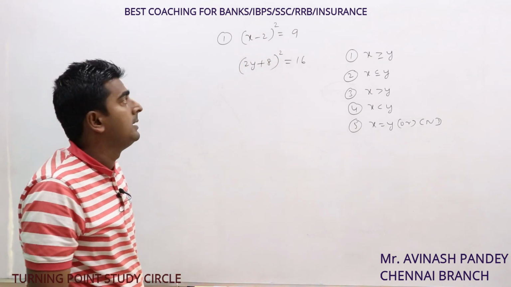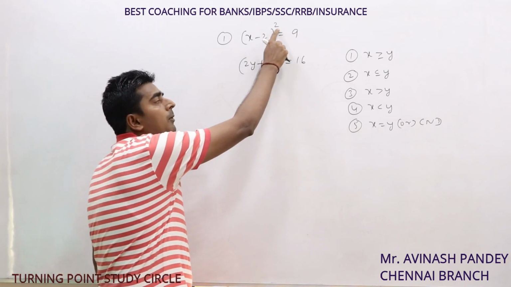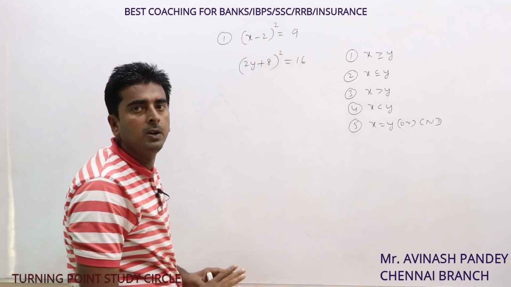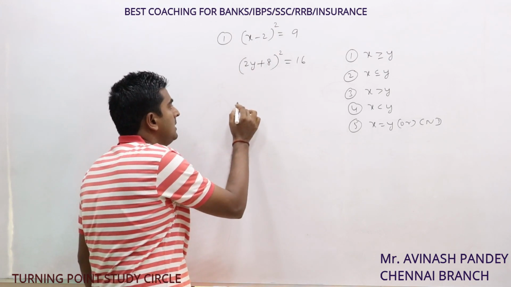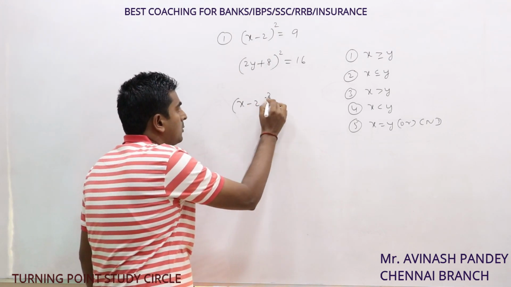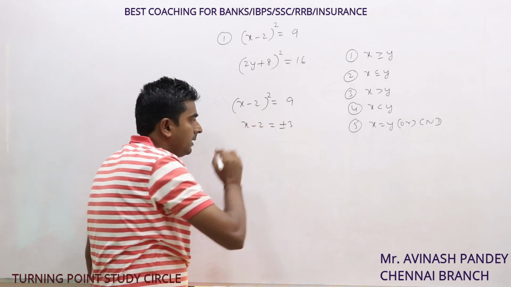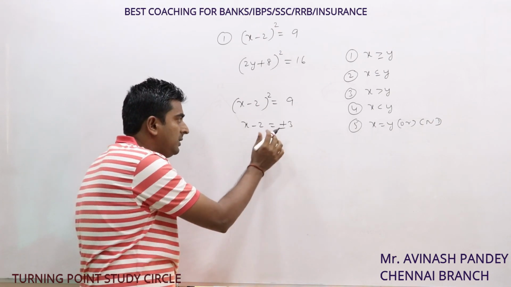Now when you see the first equation, x minus 2 whole square is equal to 9. So when you see here, what is the power? Power is nothing but 2. Whenever you are having even power, always remember you will be getting 2 roots based upon the question. So when I am solving the first equation, x minus 2 square is equal to 9. So x minus 2 is equal to plus or minus 3. How? Taking the square root on both the sides. So x minus 2 is equal to plus or minus 3.